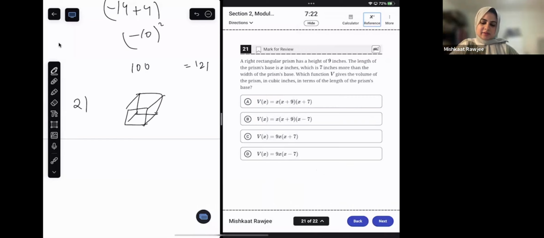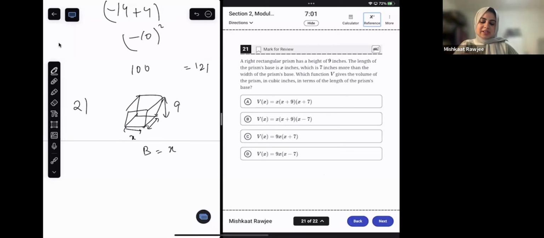The height is 9. The length of the prism's base is X inches, which is 7 inches more than the width. So let's say the width is here. The base is X, which is 7 more than the width. So we can either write the base in terms of the width or the width in terms of the base. So let's just do X as 7 plus W.